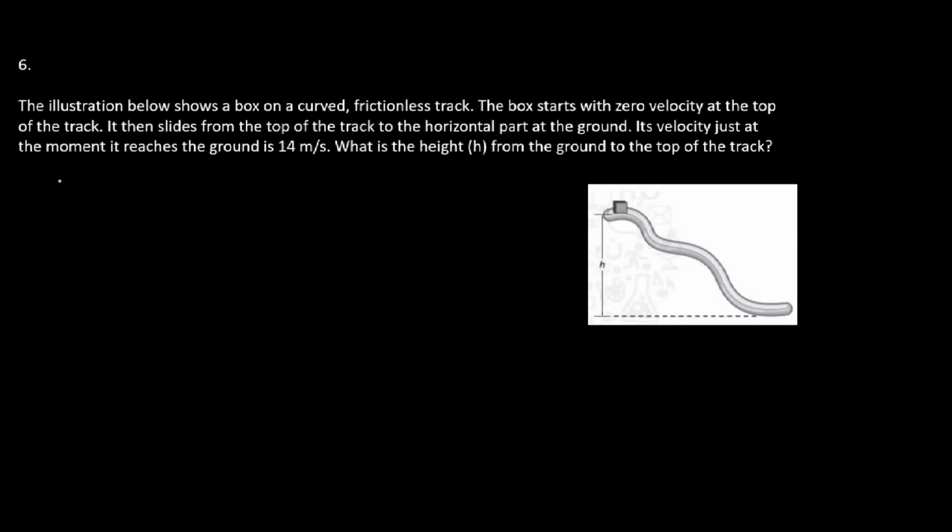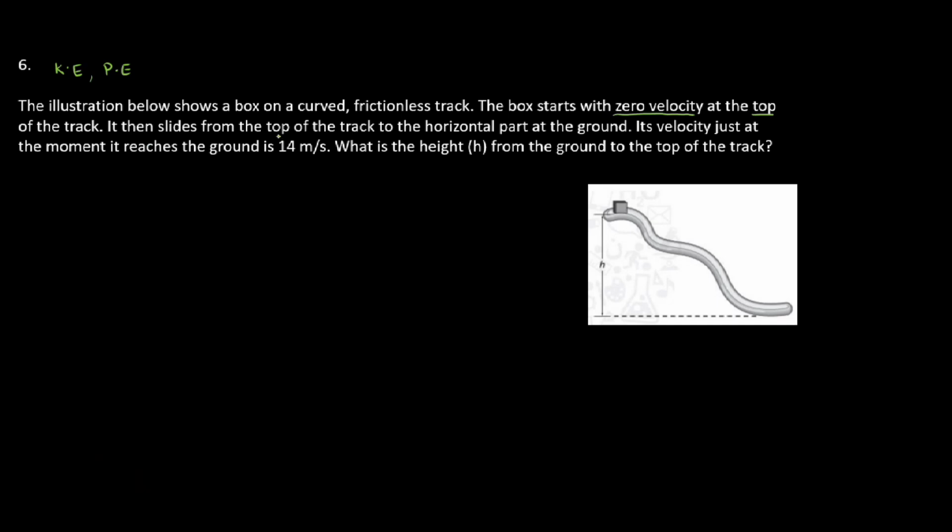In this video, we are going to discuss how to use the expression for kinetic energy, potential energy, and the law of conservation of energy to solve problems. The question says, the illustration below shows a box on a curved, frictionless track. The box starts with zero velocity at the top of the track.